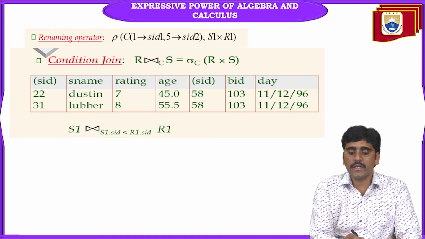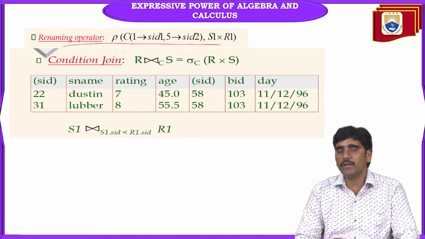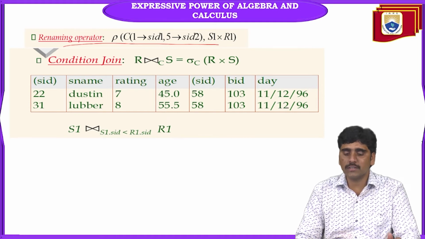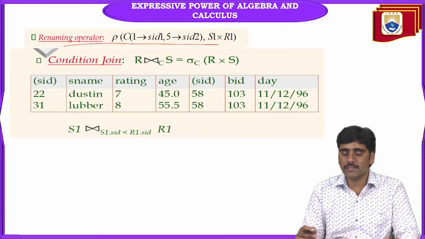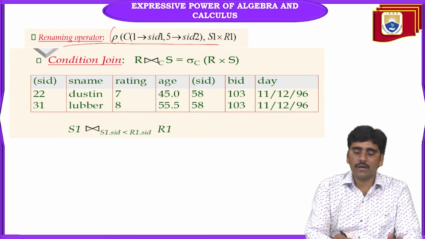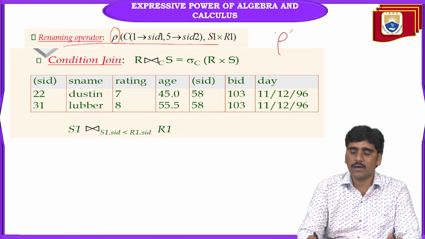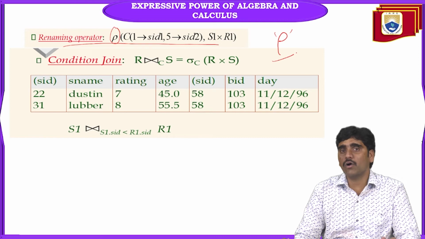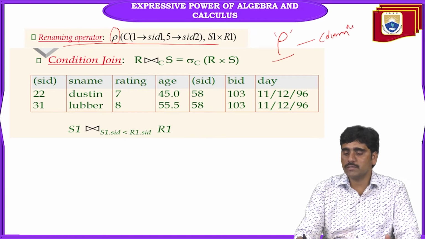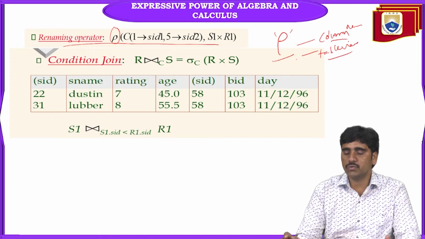And next one is the renaming operator. The renaming operator is used to rename the column from the table as well as to rename the table itself. So here I am using the symbol rho for renaming. Rho is an operator to rename the column name as well as the table name. So we can rename the column name as well as the table name. We have to rename those two only.